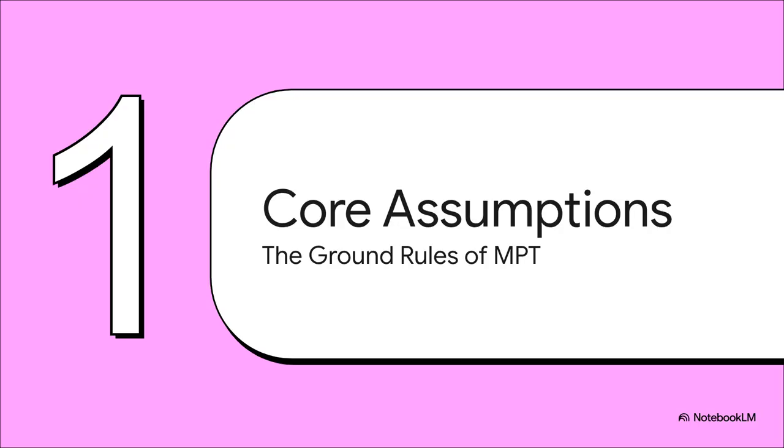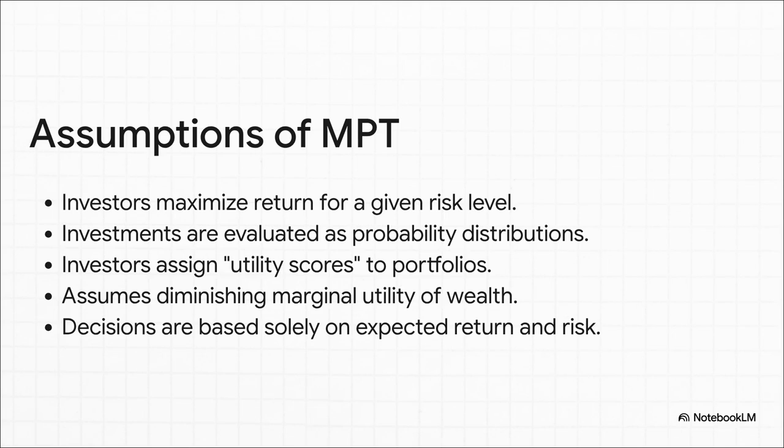All right, first step, the ground rules. You see, like any good theory, MPT is built on a very specific set of ideas about how investors and markets are supposed to work. The theory kicks off by assuming we're dealing with a rational investor, someone who wants the biggest bang for their buck for whatever level of risk they're comfortable with. It also assumes we can map out all the potential outcomes as probabilities, and that we all have this sort of internal satisfaction score for different portfolios.